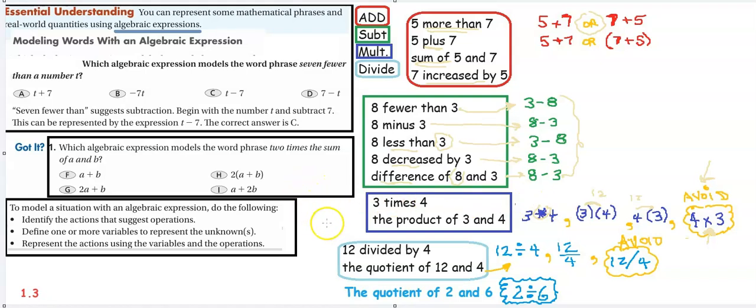Okay, finally, divide. 12 divided by 4, or the quotient of 12 and 4. Again, we're dividing 12 by 4. You can write it with the actual division symbol. You can use a fraction, 12 over 4. I kind of avoid this form, 12 divided by 4, even though it would be correct. I just don't like that form, but it's fine. Don't always put the big number first, because we could do quotient of 2 and 6, and we're then doing 2 divided by 6.